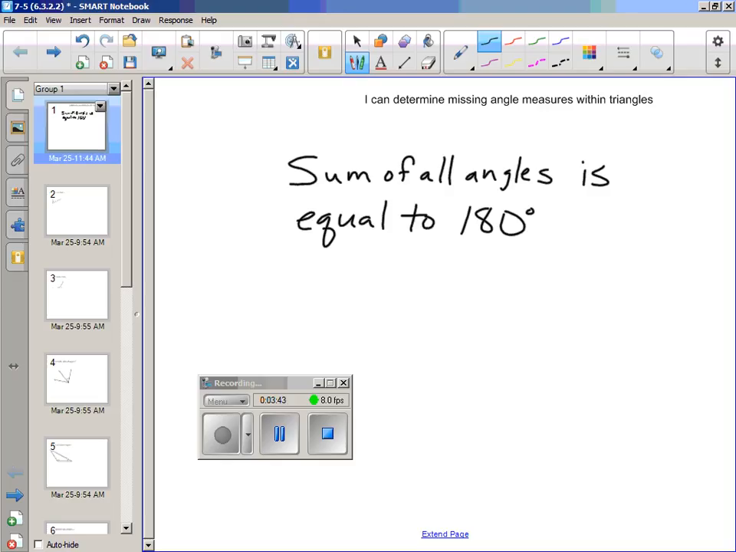Everybody understand that? Okay? So what we're going to do today is determine missing angle measures within triangles. We should also be able to name every single triangle, and we'll do a little bit of practice as we go through this today. But that's the key piece. That's why we can't draw a triangle with 2 right angles. If you notice when I talked about an obtuse triangle, it has 1 angle that's greater than 90. The other 2 have to be acute. And the sum of all 3 of them will automatically be equal to 180.